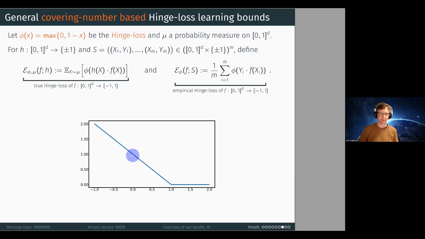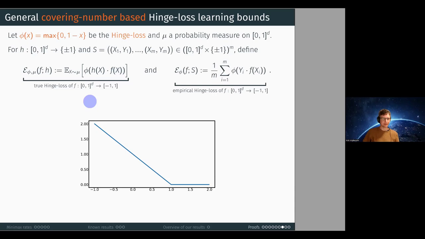So the hinge loss is this function here, which is zero once you get above one, and below it's linear. And what is the point of this? The point is, if you have some function h which takes values in minus one and one, and some other function f, then if h and f have the same sign and f is large enough, then the loss will actually be zero. But if they have differing sign, then the loss will be quite large, at least if f does have a different sign and also large magnitude.